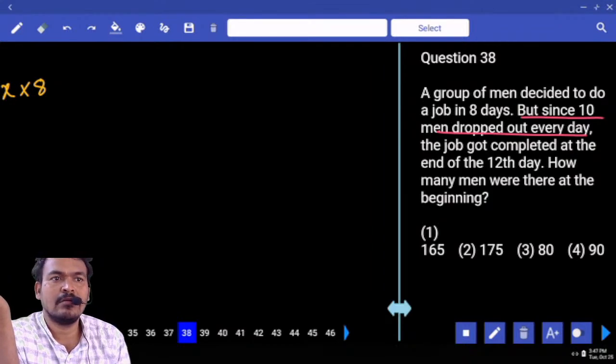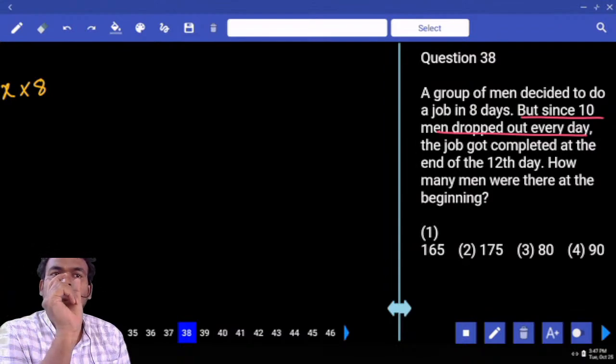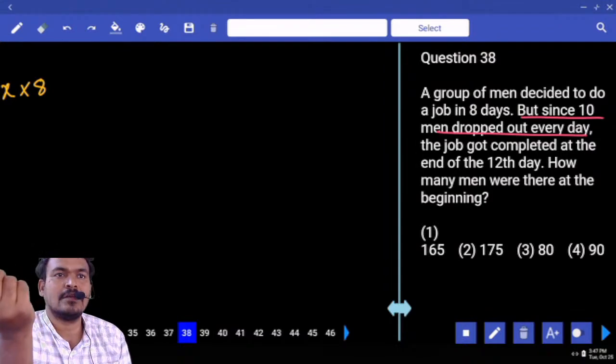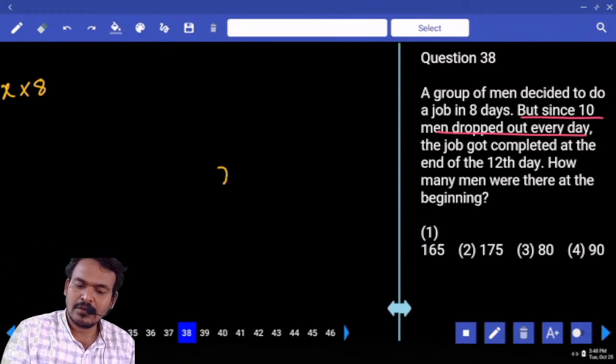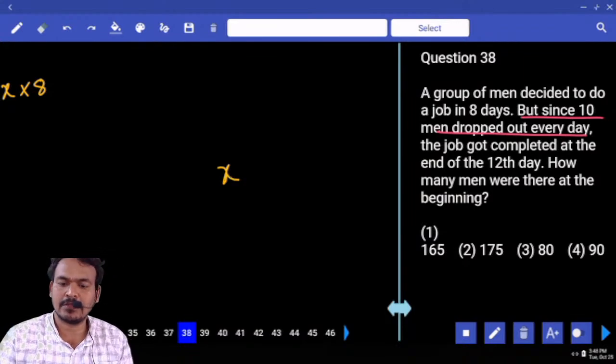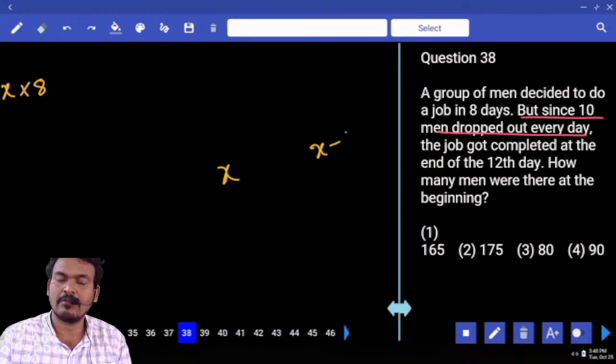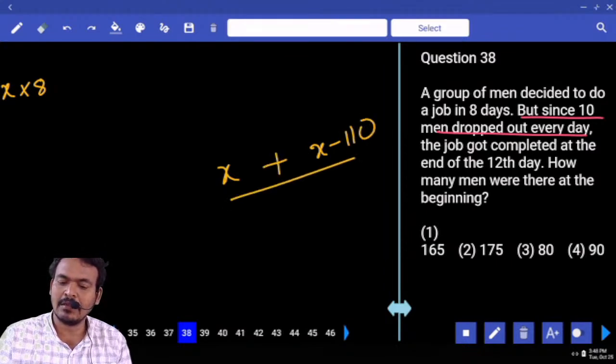X minus 110 or not? Because on the second day X minus 10, third day X minus 20, which means on the 12th day X minus 110, or not? On the first day, how many persons are working? X persons. On the 12th day, how many persons are working? X minus 110. These two are added by 2.